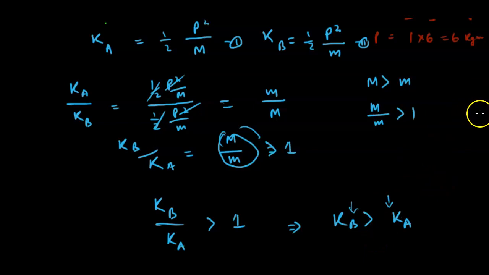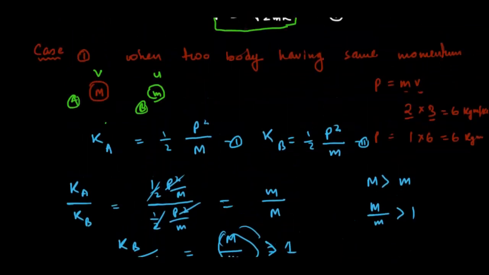The heavier body will have less kinetic energy and the lighter body will have more kinetic energy in the case when the momentum is same. Always remember, the lighter body will have more KE and the heavier body will have less KE if the momentum is same.